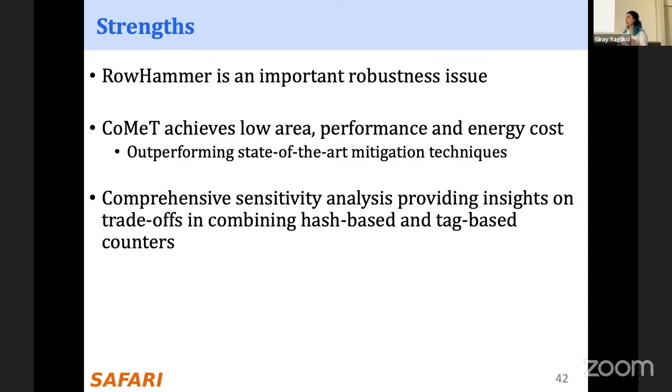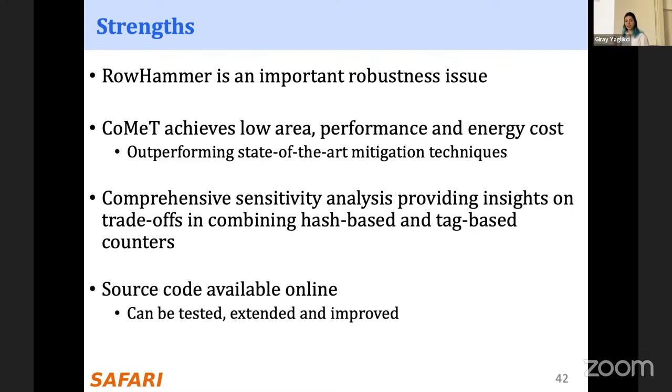So basically it provides the information on how to configure CoMeT for your own requirements and needs. And the source code is available online, which means that it can be tested, extended, and improved by anyone who wants to. And if you have any ideas, maybe you came up with another mitigation technique, you could evaluate it using this and compare against CoMeT and other mitigations that we implemented already. So yeah, I think it's a clear and well-written paper, frankly.